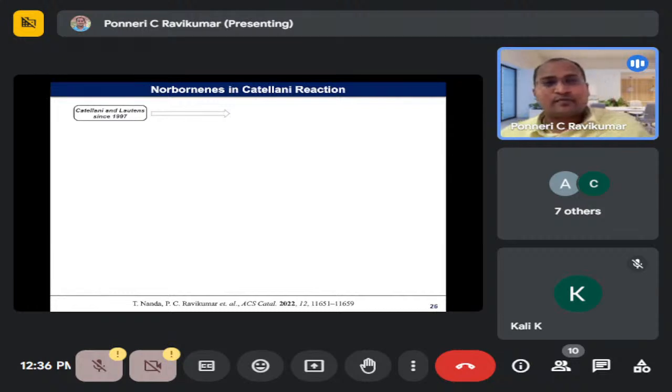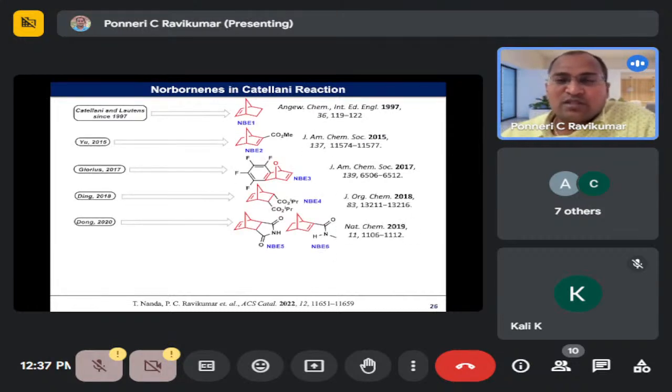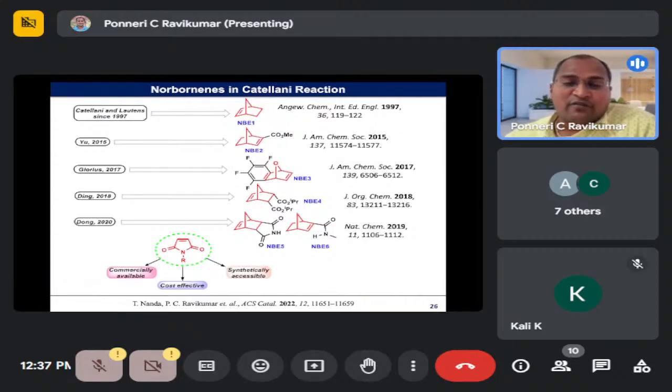So this is the olefin that has been used in the Catellani reaction. You can see so many different olefins that have been used, norbornenes, and all of them retain the same bicyclic scaffold, and these are difficult to synthesize. So we thought we could just replace this. If we can replace these olefins with simple olefins such as maleimide, it is cost effective and synthetically easily accessible.